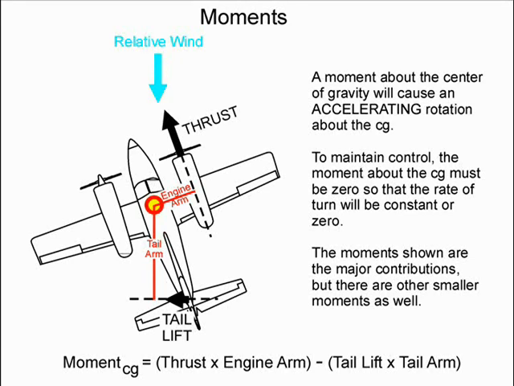If both moments are equal, the moment about the center of gravity is zero. Any moment about the center of gravity will cause an accelerating rotation about the CG. In order to maintain control, the moment about the CG must be zero, so that the rate of turn will be constant or zero. The moments shown in this picture are the major contributions, but there are other smaller ones as well. The Yaw Axis Simulator calculates all relevant values.